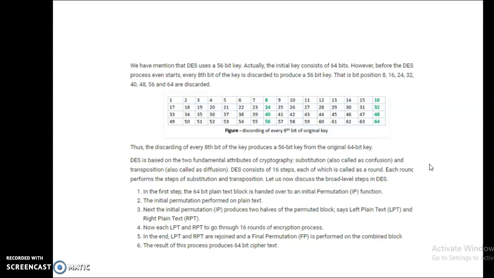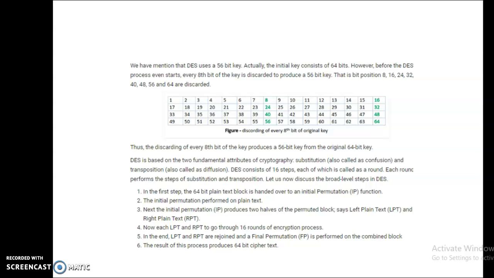Then DES algorithm uses two fundamental attributes, which are substitution and transposition. Substitution is also known as confusion, and transposition is also known as diffusion. So DES consists of 16 steps, and each step is known as a round. Each round performs substitution as well as transposition.